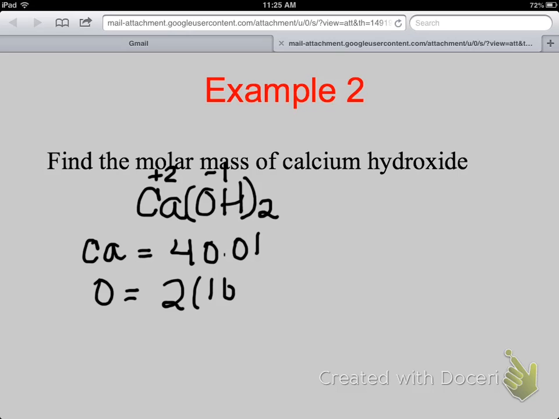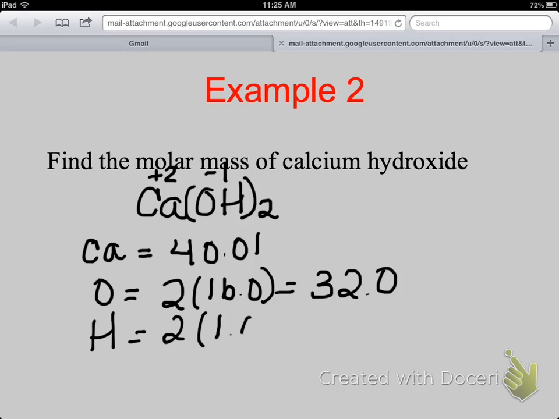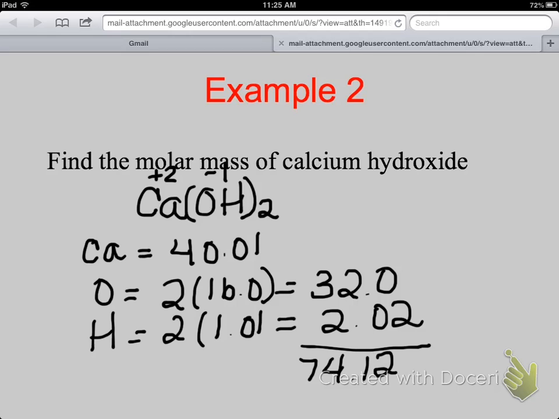So 2 times the 16.0 is going to give me 32. And then I also have 2 hydrogens. So 2 times 1.01. When you're doing your problems, you don't have to show me all these steps. I'm just showing you them so you can go through the process and see how I'm getting these numbers. So when we add those up, we're going to have 74.12. I'm keeping 2 numbers after the decimal point. And then we label it grams per mole.